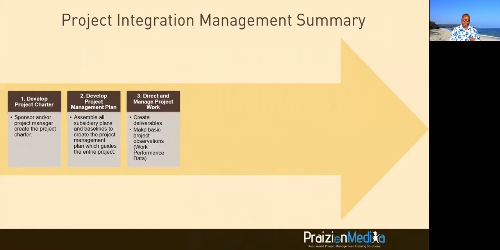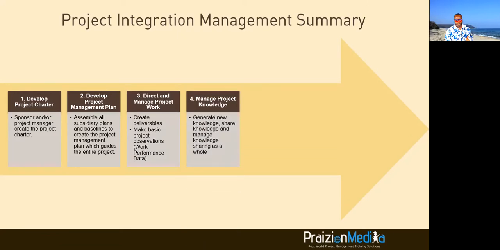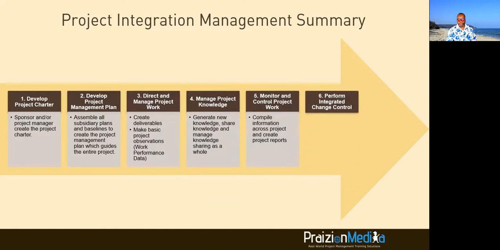The third one is called direct and manage project work. And this is where we're creating deliverables and making basic project observations. Work performance data is derived from here as well. Manage project knowledge. This is where we are generating new knowledge, sharing knowledge, and managing knowledge sharing as a whole. Number 5, monitor and control project work. And this is where we compile information across the project to create project reports. We call them work performance reports.